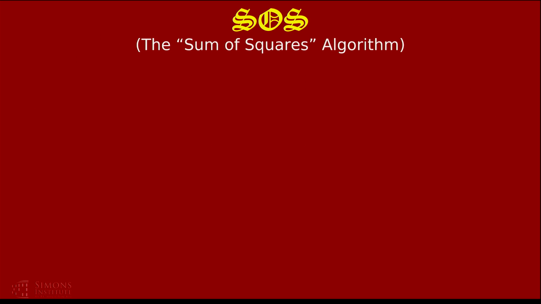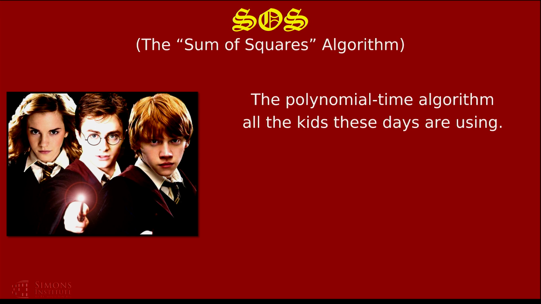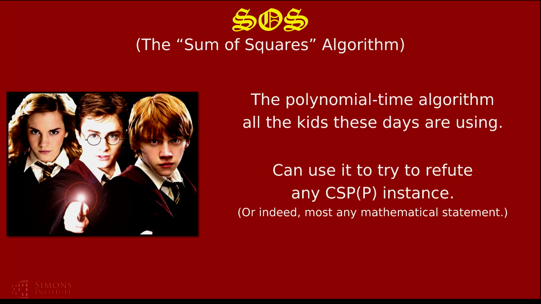So this SOS algorithm, it's the polynomial time algorithm that all the kids these days are using to solve their problems. This is a polynomial time algorithm, and it's super generic. You can use it to try to refute any instance of any CSP. You just get an instance of a CSP, and you can say, I'm going to run the SOS algorithm on it to try and certify that it's unsatisfiable. In fact, you can use SOS to try to certify that pretty much any mathematical statement is not true, if you want to refute any such statement. But we'll stick to it in the context of CSPs.